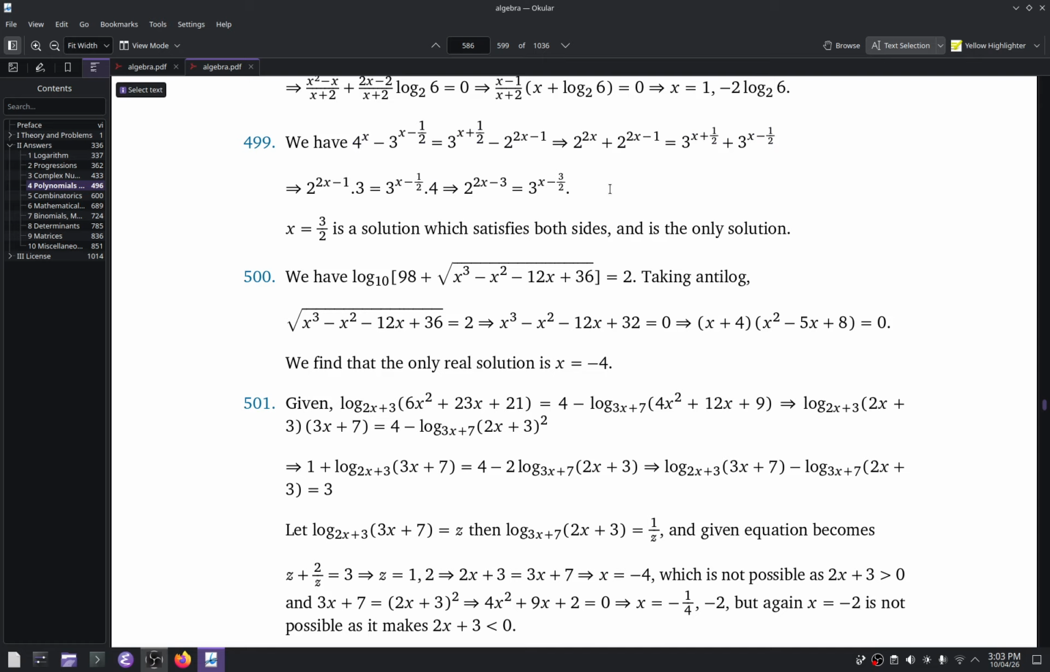And like the problem where we discussed the powers of 5 and 3, this time we have powers of 2 and 3, and you can draw the analogy, and x is equal to 3 by 2 is the only solution which satisfies both sides.